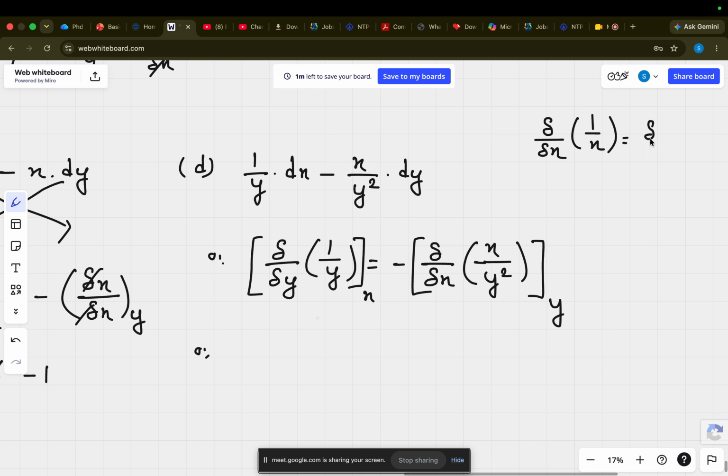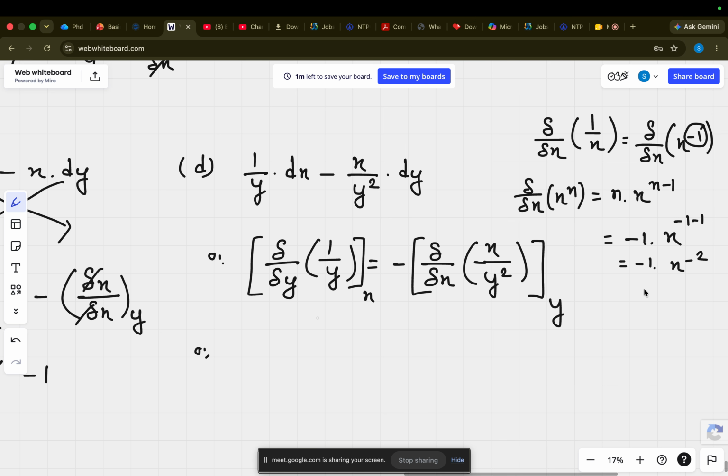Okay, so that thing I can write down d/dx of x to the power minus 1. Now we have a formula: d/dx of x to the power n will be n times x to the power n minus 1. So the power minus 1 into x, that means x to the power n minus 1. So it will be minus 1 minus 1. We are getting minus 1 into x to the power minus 2. I can write down minus 1 by x square.